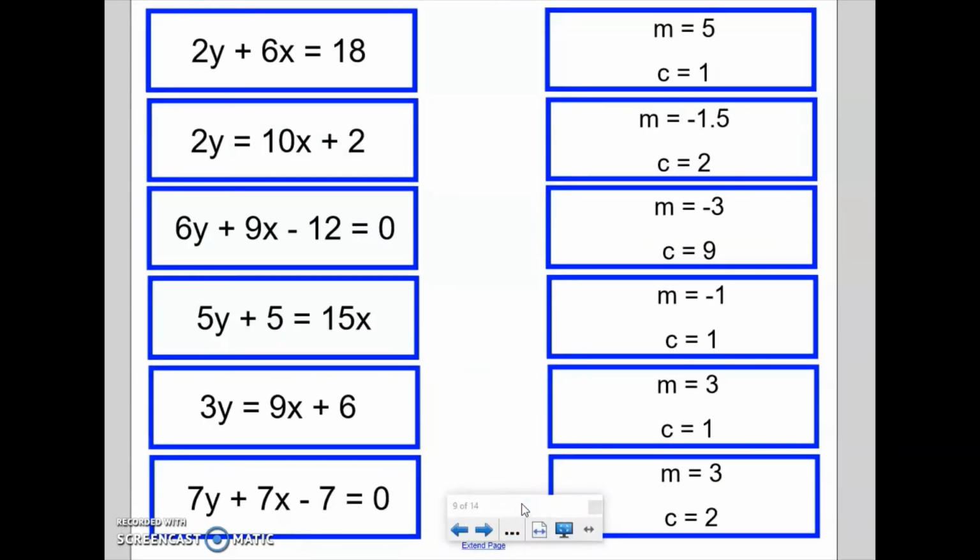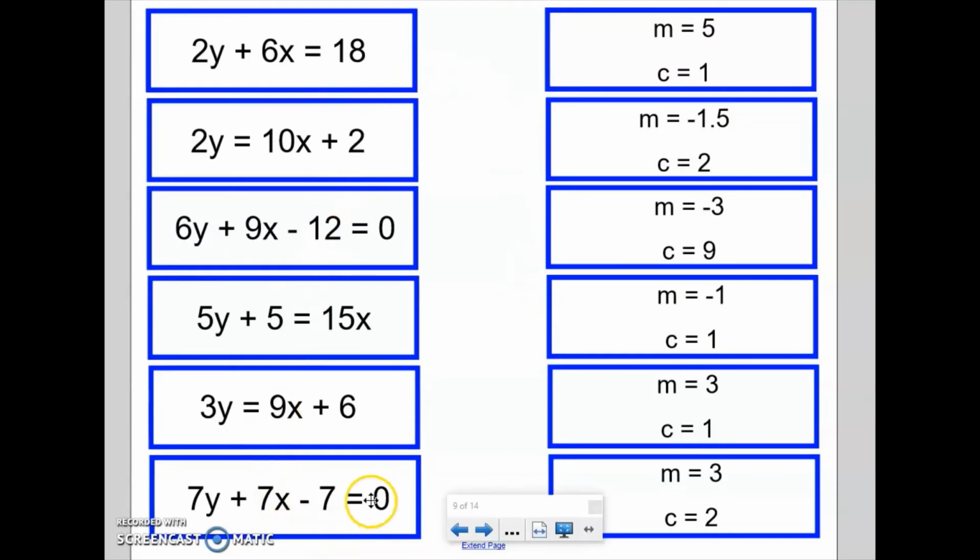Okay, so now it's your turn to have a go at a few tasks. The first task is on the screen. You can see I've put 6 equations of straight line graphs on the left-hand side of the screen, and I've put 6 pairs of gradients and y-intercepts on the right side of the screen. What your task is to show me your working out and show me how you found the gradient and y-intercept of each graph and match up to the correct gradient and y-intercept.